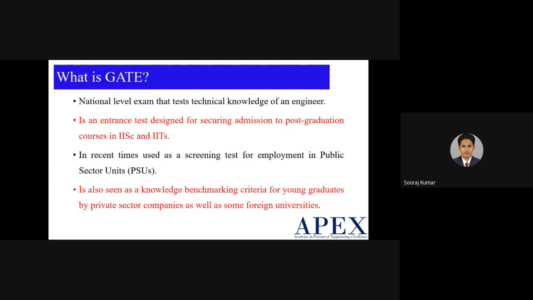Basically it was designed as an entrance test for securing admission to post graduation courses in IITs and IISc. Initially it started in 1984. In recent times, it has been used as a screening test for employment in public sector units. Very important. Because public sector units are recruiting through GATE, it has renewed interest among students, and the number of people writing it has increased. The reason is that you're getting employment then and there.